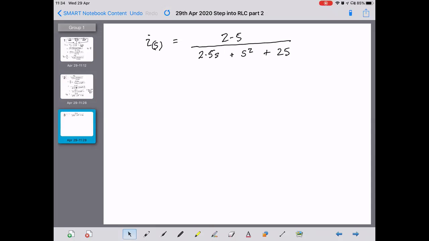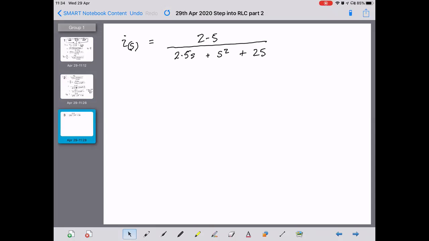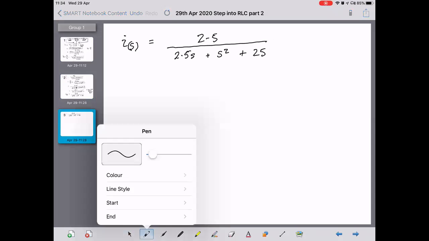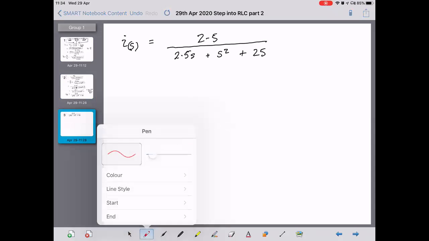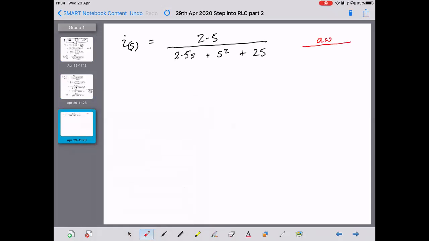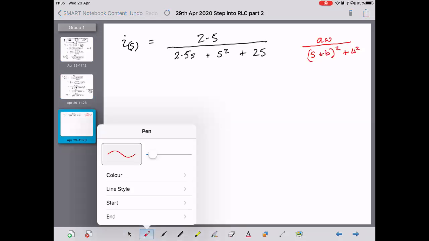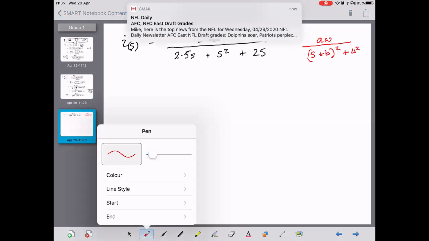Absolutely, you might get a little lost in the next bit I'm going to do because you weren't here last week. What we're looking to head for, we should remember, is an expression that looks like this form: I omega over S plus B all squared plus omega squared. Is that an A? That's I omega, yeah.